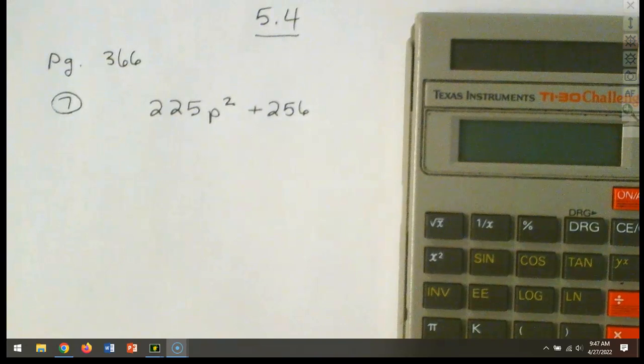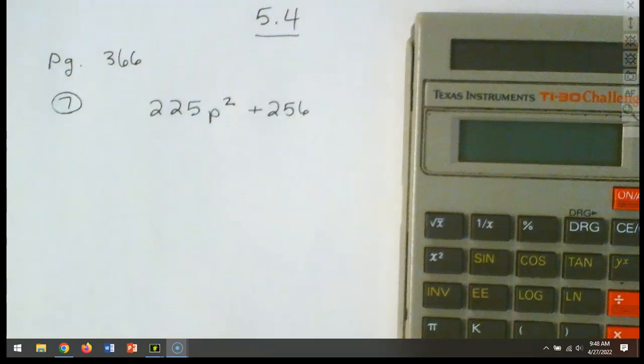Well, I count the number of terms. Now, the number of terms is going to tell me how to factor and what to do. I have 2 terms. When we have 2 terms, we try and use a special formula. Now, we have squares, we have cubes, but we only have a difference of squares. For the cubes, we have both a sum and a difference.